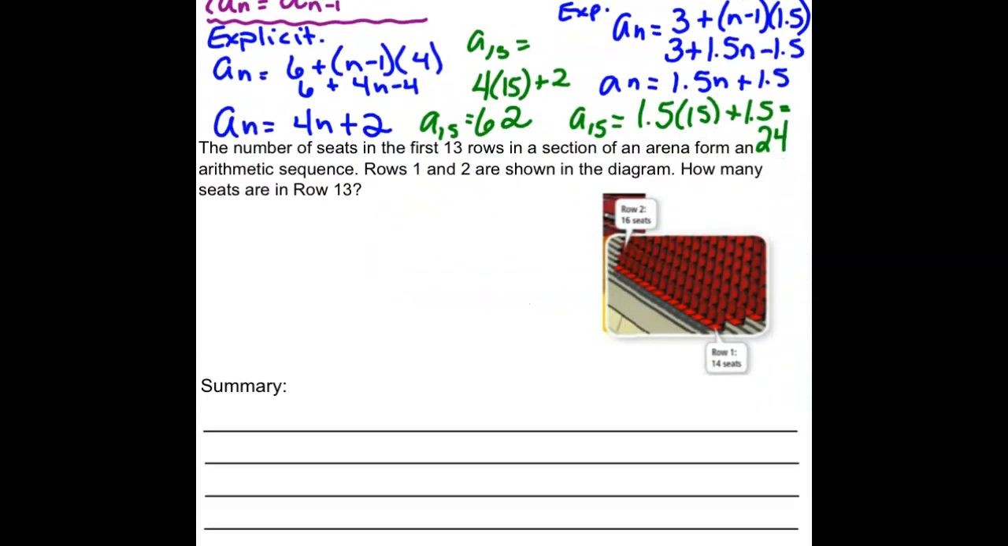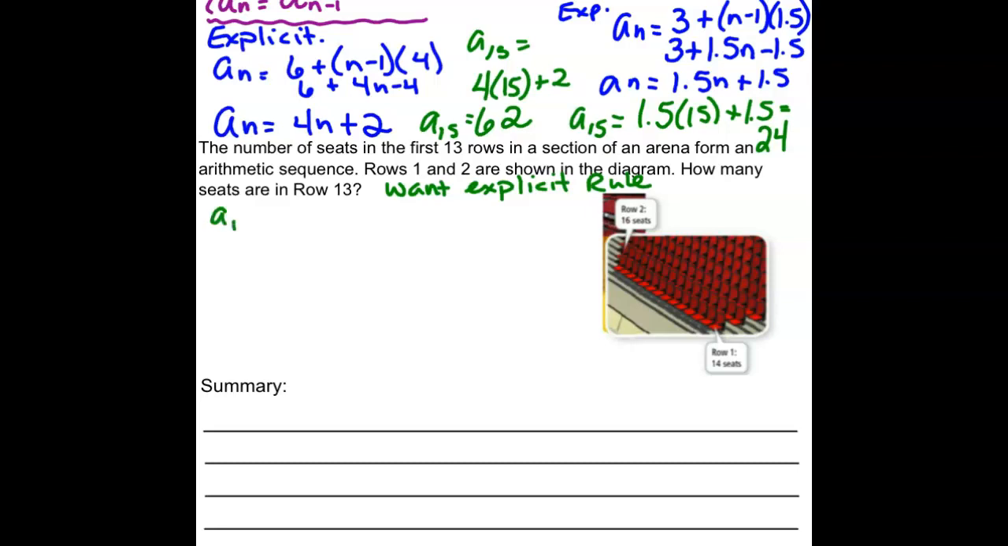All right, our last one, it says the number of seats in the first 13 rows of a section of an arena form an arithmetic sequence. Rows 1 and 2 are shown in the diagram. How many seats are in row 13? Since we want to find the 13th one, we want an explicit rule, or explicit formula. We don't want to have to find all rows. We just want the 13th one.